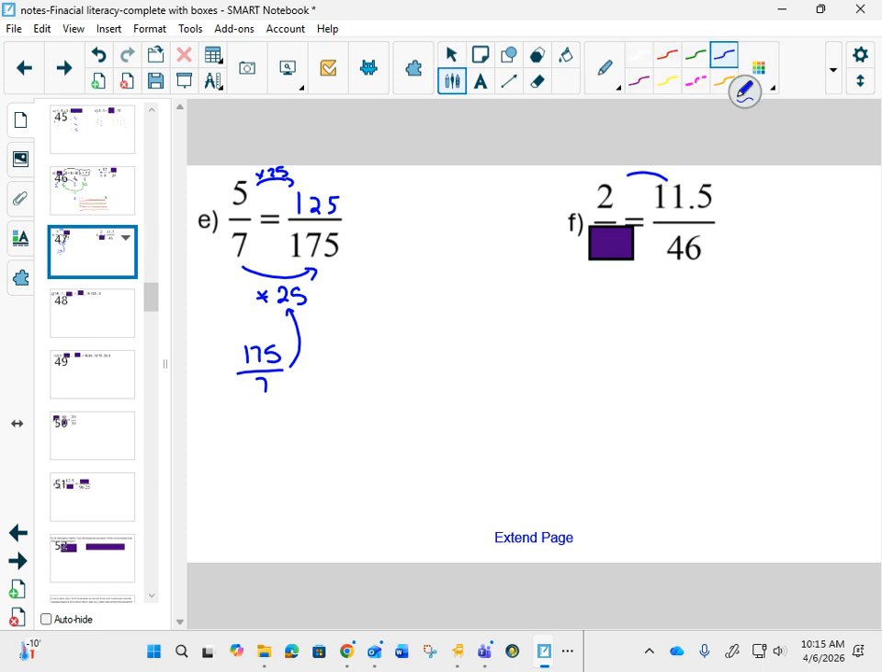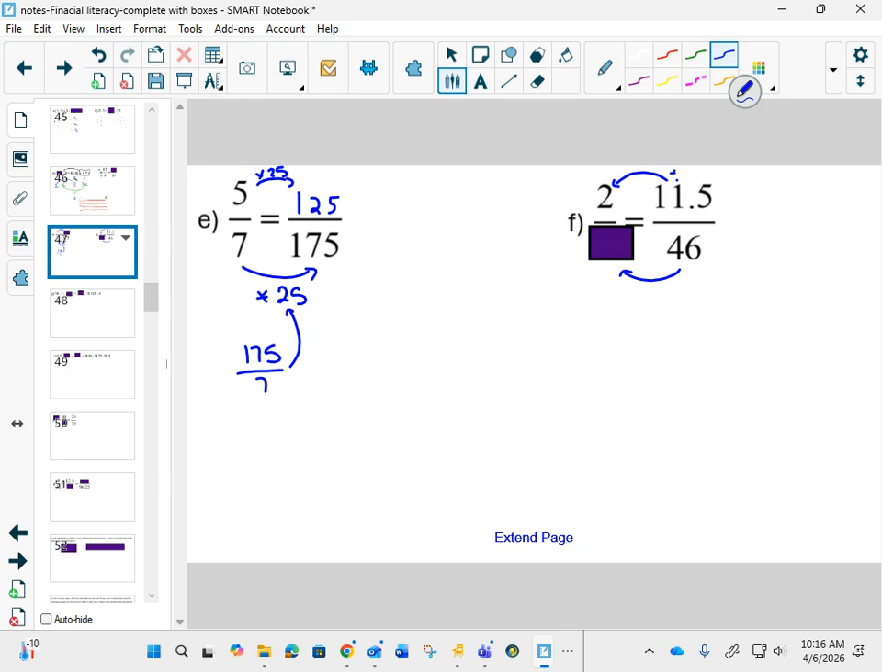Here, I want to go back, because I want to find out what's in that space. I'm going from the bigger number to the smaller number. I'm going to need to divide by something. What do I divide by? 5.5? How do I figure out exactly what I'm dividing by?